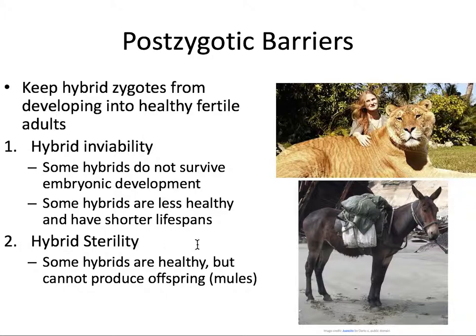And one example is when a female horse and a male donkey mate, they produce something called a mule. And mules are tough, they're smart, they're healthy, but they are completely sterile, so they cannot have offspring. That's a post-zygotic barrier that keeps horse and donkey species separate from each other.